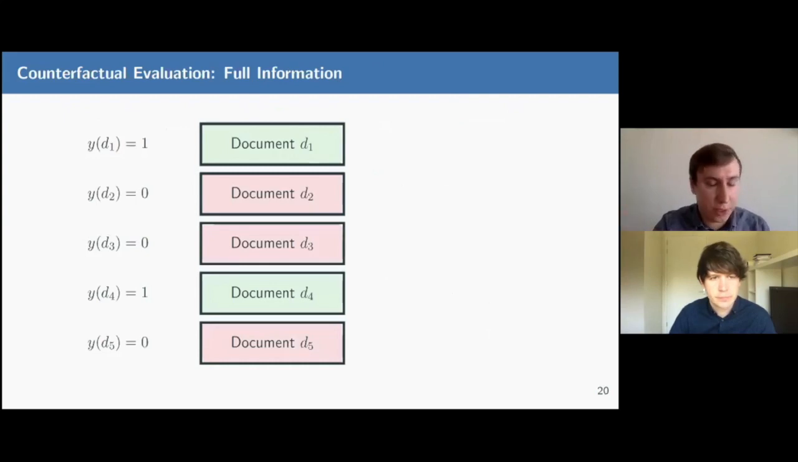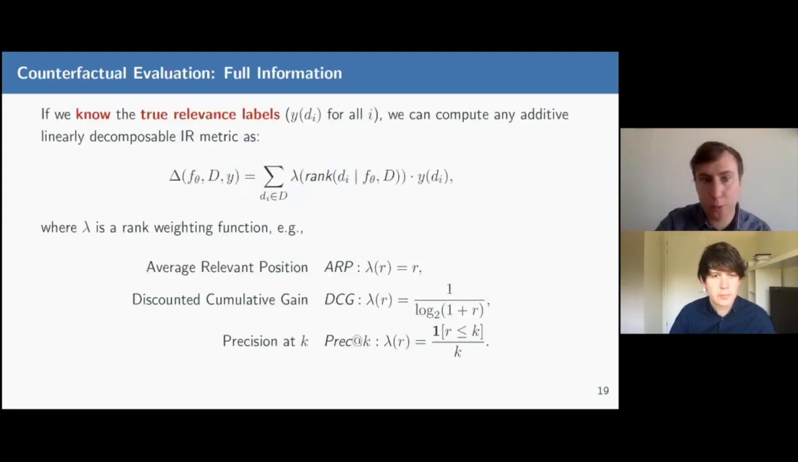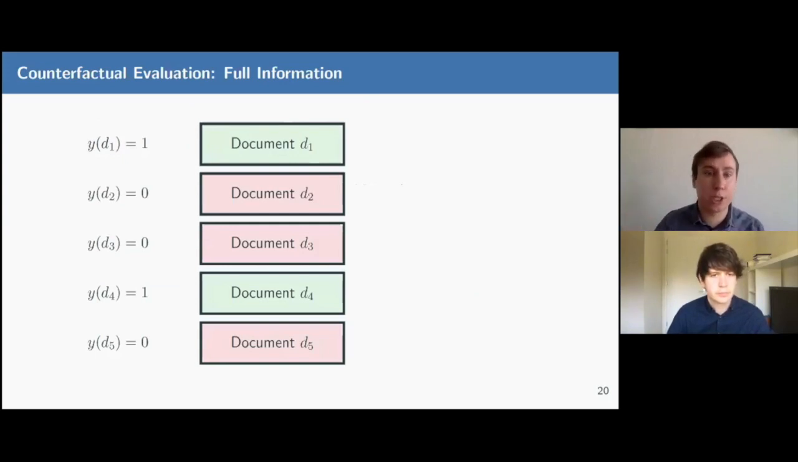So to give you an illustration of this, here we have, say, 5 documents, document D1, D2, D3, D4, D5 in that particular order. And we know that by our relevance labeling function, documents 1 and 4 are the relevant ones, and documents 2, 3, and 5 are not relevant. And then we can plug in the previous formula, with these different lambda functions, to get different metrics out of that. So we can literally compute for this particular ranking, what's the DCG, what's the average relevant position, etc. Of course, again, the drawback is that we need to know the true relevance labels. We need to know this y.